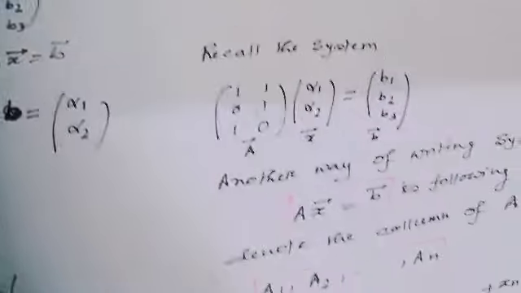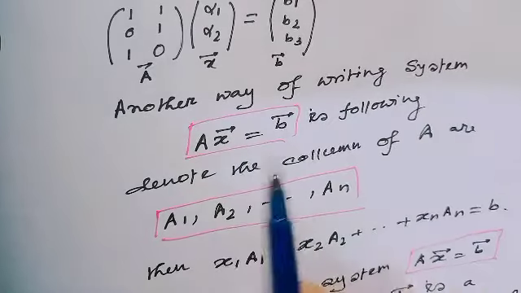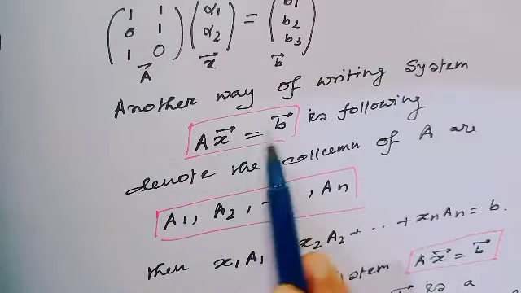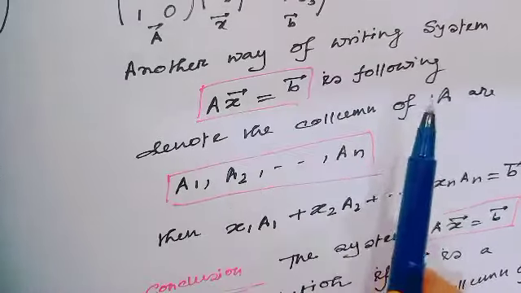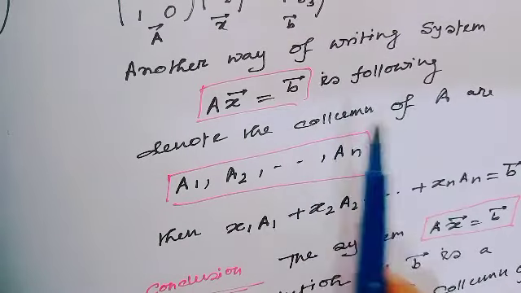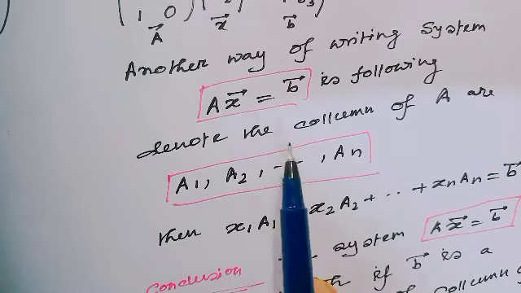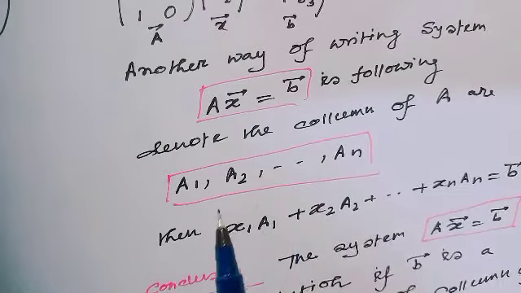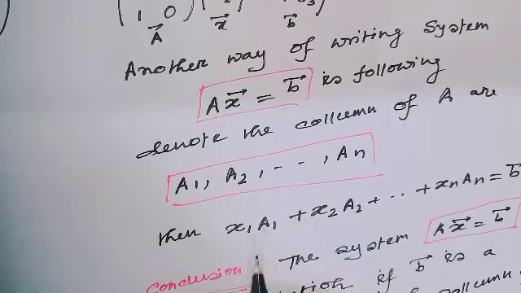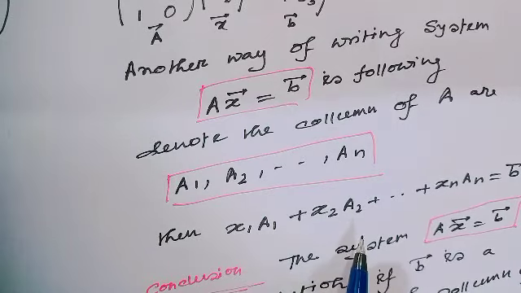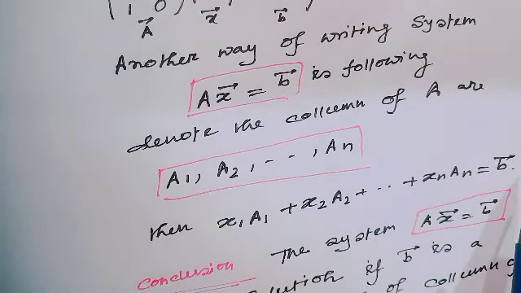Okay. Let me recall another way of writing the system of equations. We all know this is the system of equations Ax equal to b. Another way of writing this equation is: consider the columns of A as A1, A2, up to An. Then we can write it as x1 times A1 plus x2 times A2 up to xn times An equal to the vector b.